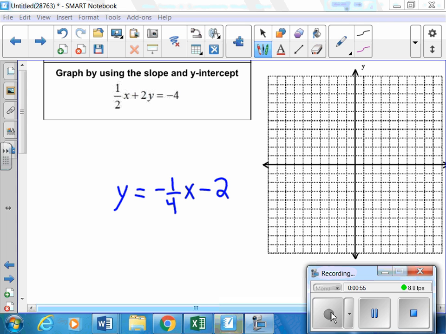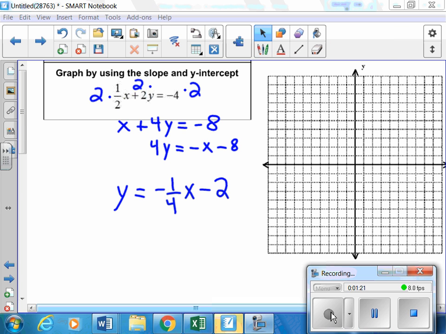Why can't we get rid of the fraction by multiplying everything by 2? If you do that, 2 times 1/2 is 1, so this will be x, plus 2 times 2 is 4, so 4y equals negative 8. And now to get y by itself, you move x to the other side. So if you do that, it'll be 4y equals negative x minus 8.